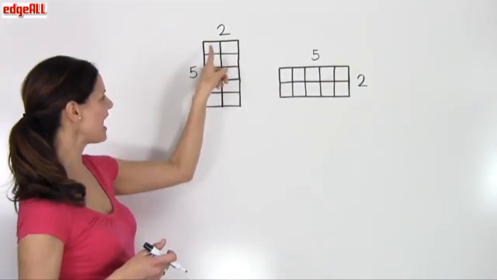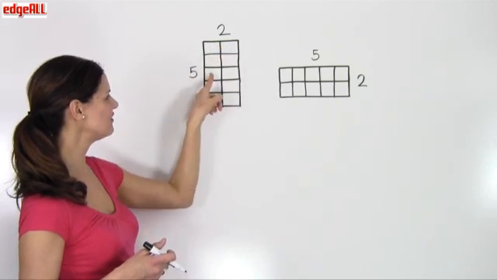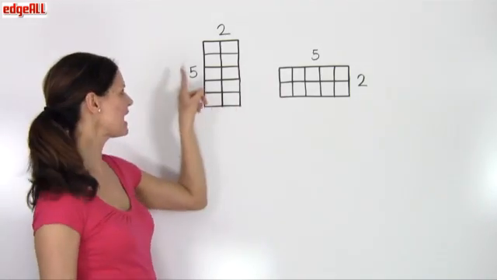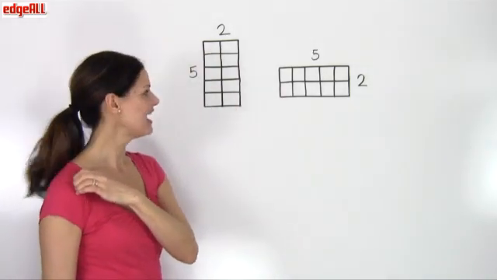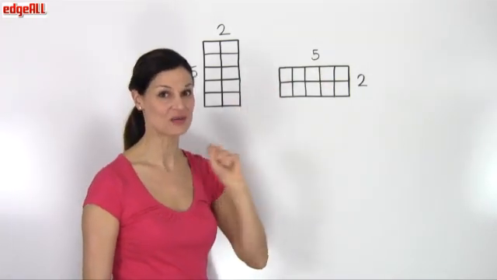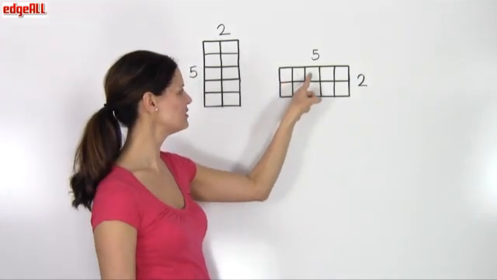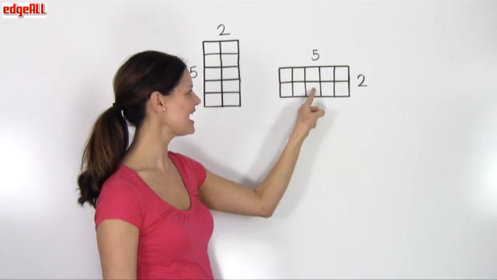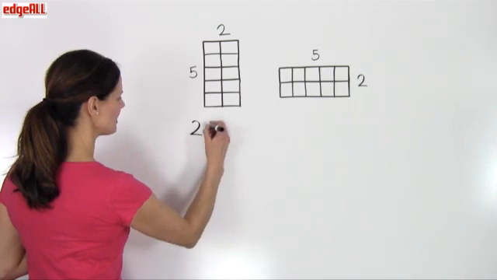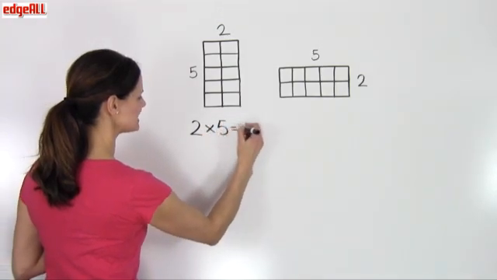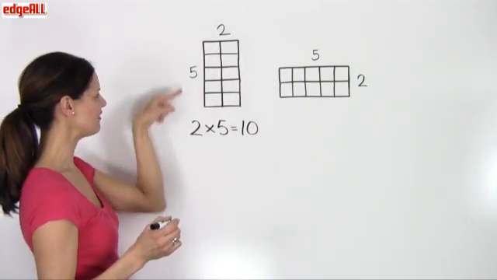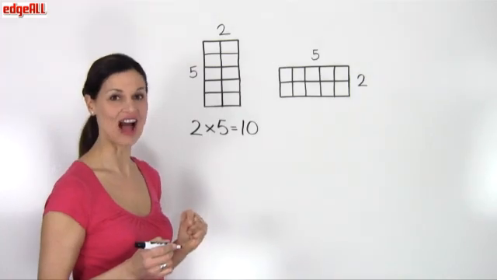So in this case, I have 1, 2, 3, 4, 5, 6, 7, 8, 9, 10 blocks in my 2 by 5 rectangle. And in this case, in my 5 by 2 rectangle, let's count the number of blocks. We should also have 10. 1, 2, 3, 4, 5, 6, 7, 8, 9, 10. So we can see that 2 times 5, in this case, here equals 10. A 2 block rectangle by a 5 block rectangle contains 10 blocks.